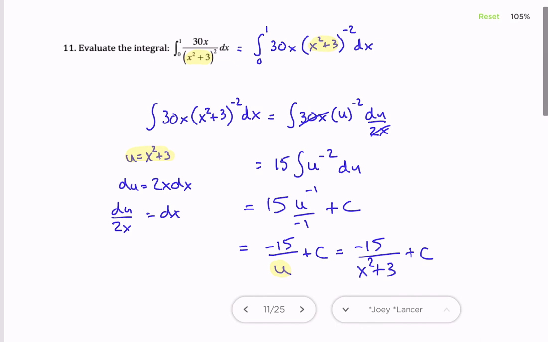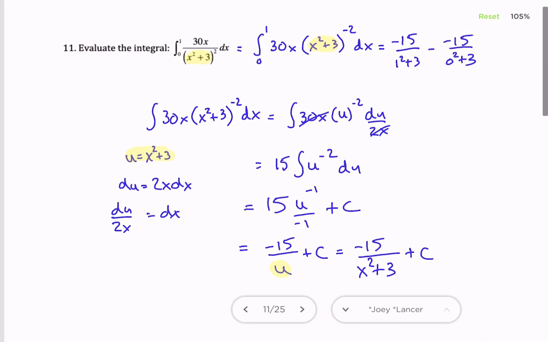Now, when we go ahead and do the fundamental theorem of calculus here, we're going to plug in 1 and then we're going to plug in 0, but you don't have to worry about the plus c because it's going to cancel out. So we get negative 15 over 1 squared plus 3 minus negative 15 over 0 squared plus 3.